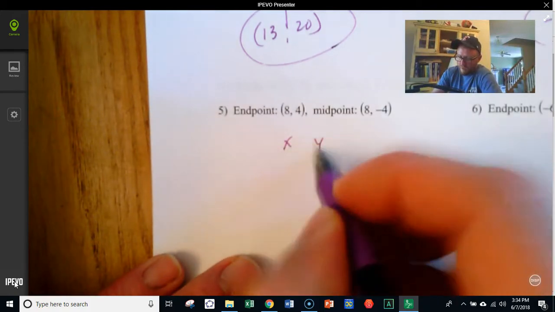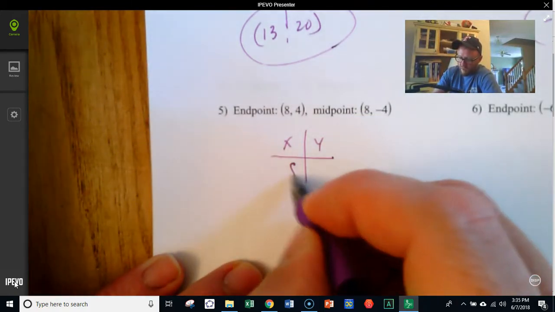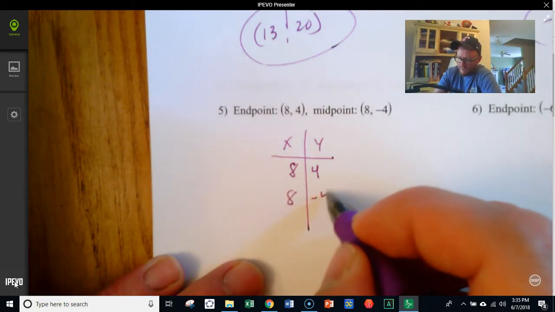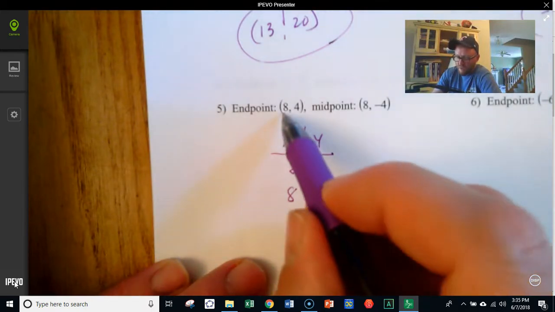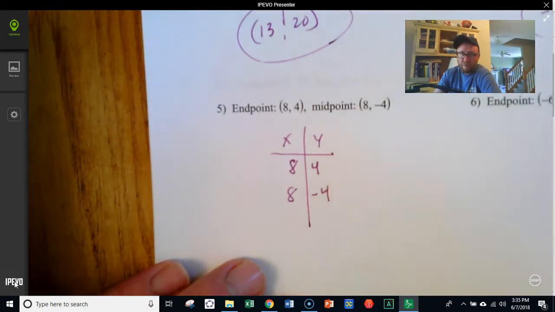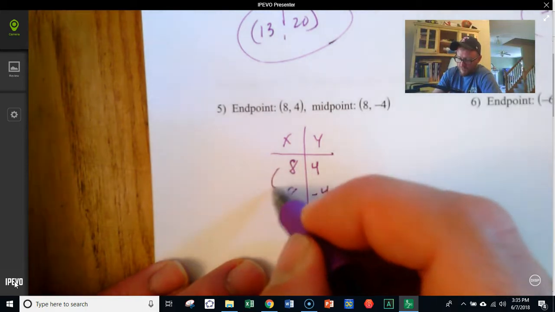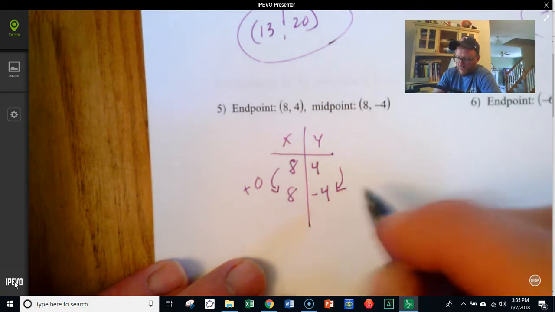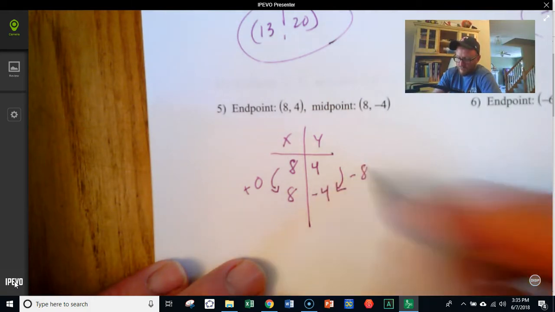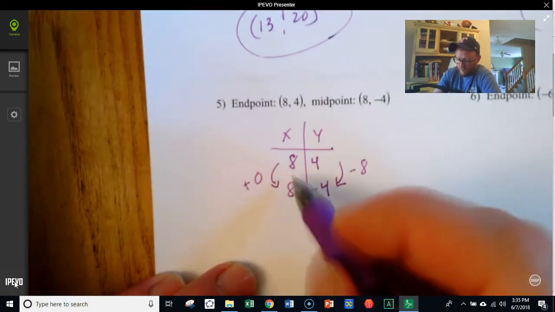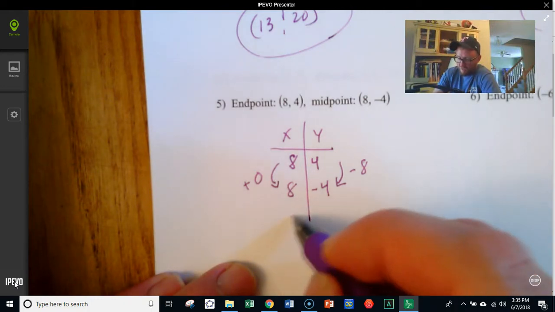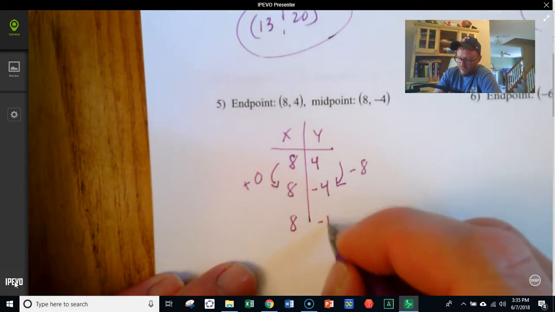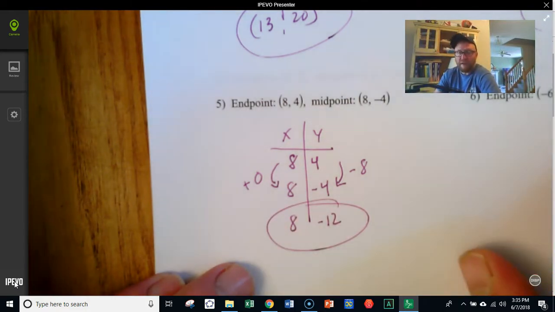Here I've got xy. I've got 8, 4, and I've got 8, -4. Notice that these two points have the same x-coordinate, so they're right on top of each other. So the change is plus 0. And from 4 to -4 is down 8. Another change of 0 still leaves us at 8, and down another 8 would give us -12. So 8, -12.